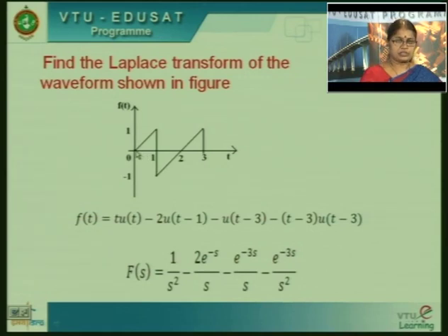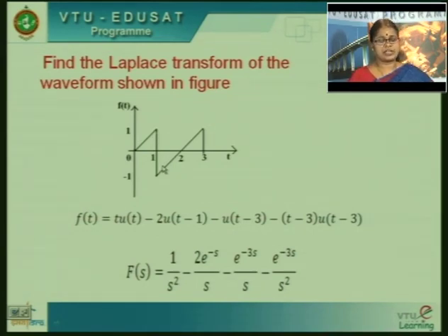To start with, I need to have a ramp signal having a slope 1. So, we need to have a signal t u of t. But if you look at this second segment, the slope of the first segment and the slope of the second segment are the same. So, the signal which I need to add should have 0 slope.